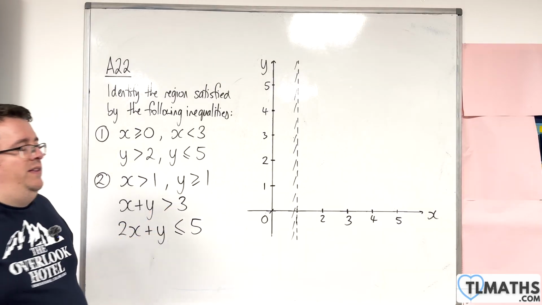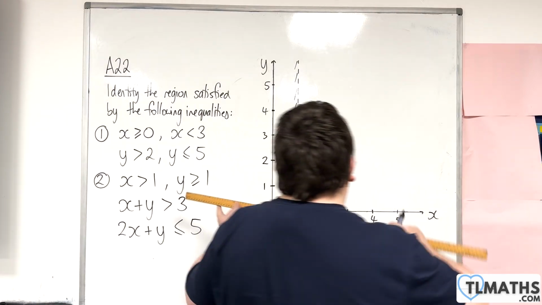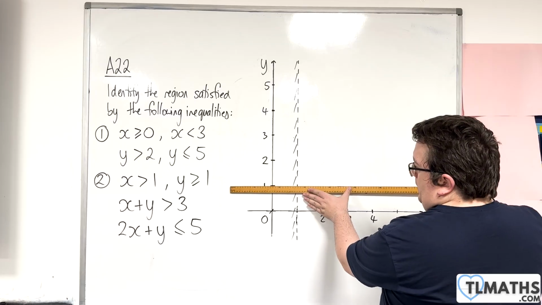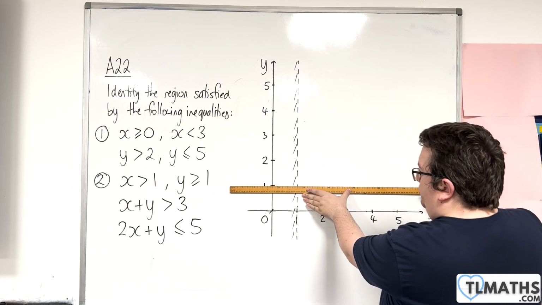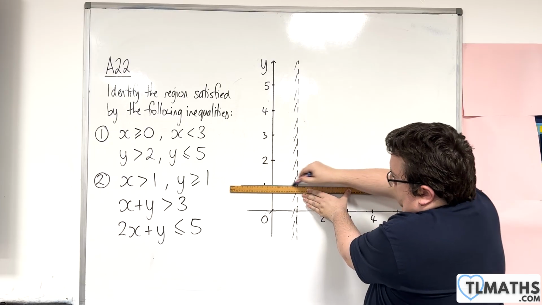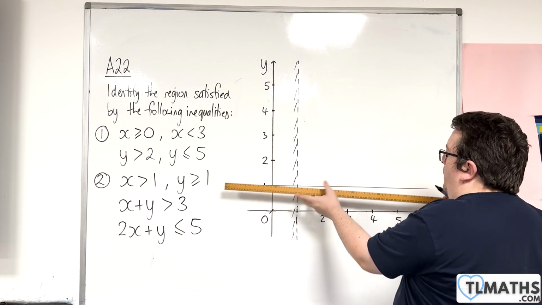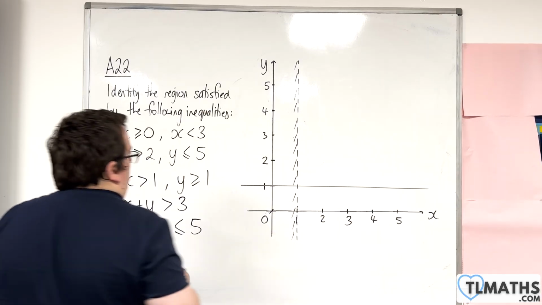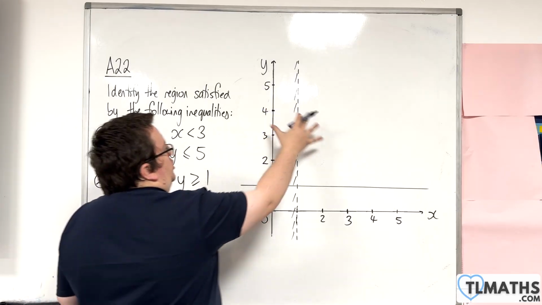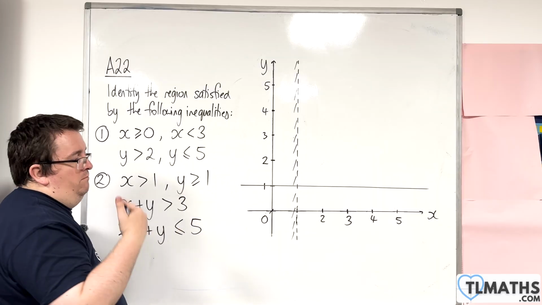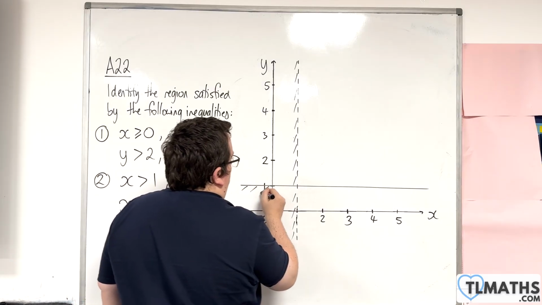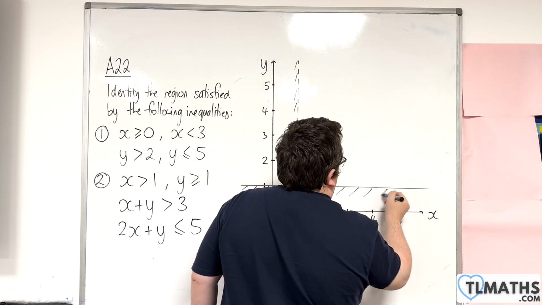Now, y is greater than or equal to 1, so that is a horizontal line at 1. It will be a solid line because it's greater than or equal to. And we want the y values that are greater than or equal to it. So we want the region above. And so, like, is 0 greater than or equal to 1? No. So we don't want that region.